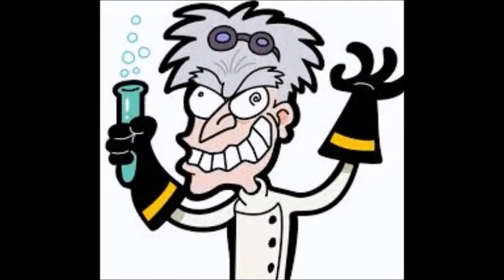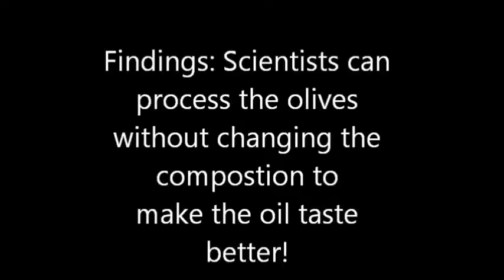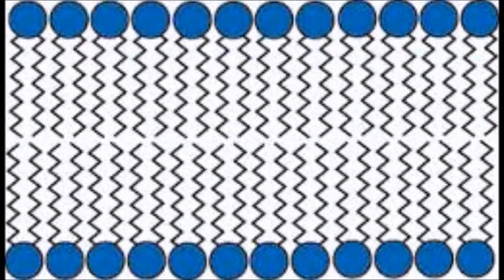An interesting application with oils and membranes was an experiment that studied the effect of membrane filtration on the taste of olive oil. They found that they are able to effectively process an extra virgin olive oil without compromising the composition. This processing allows them to remove various compounds that can affect the flavor, thus giving it the best tasting olive oil to use. Cell membranes are essential for life.